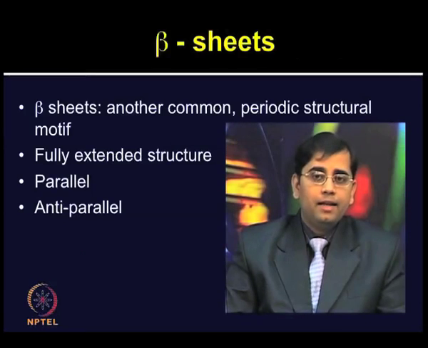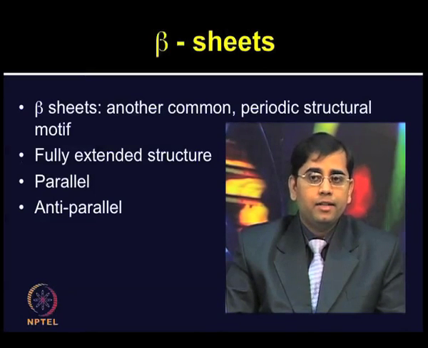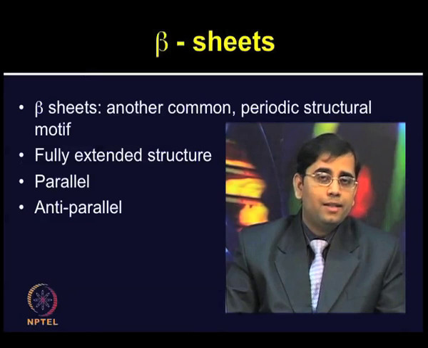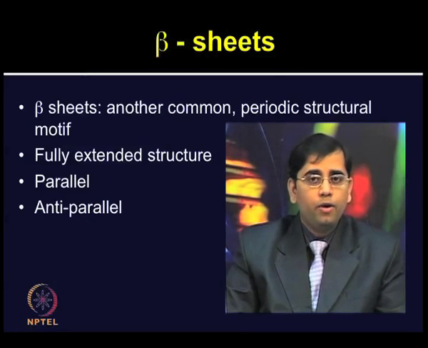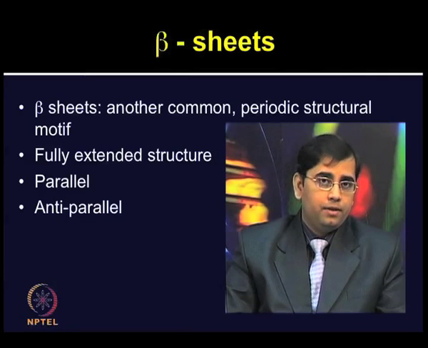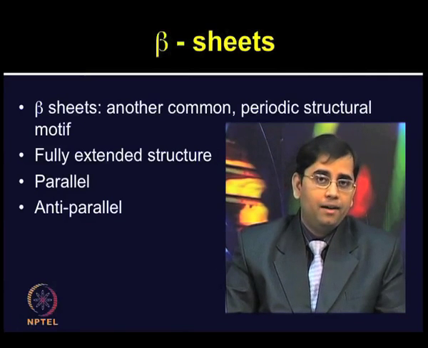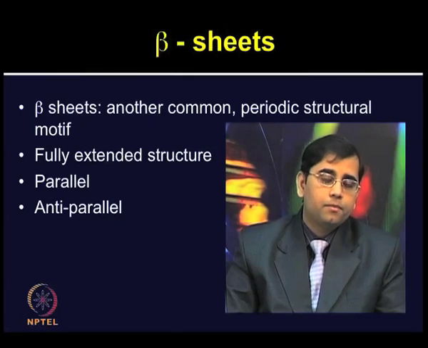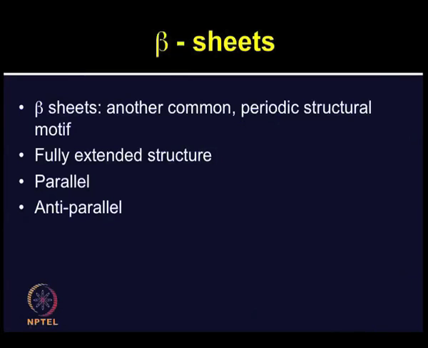Beta sheet is another common periodic structural motif, which was discovered by scientists Pauling and Corey. It is a fully extended structure, unlike the tightly coiled alpha helices. It can have two directions, parallel or anti-parallel. Parallel when the strands are running in the same direction, and anti-parallel when they are running in opposite directions.